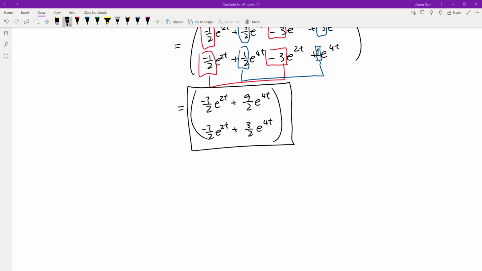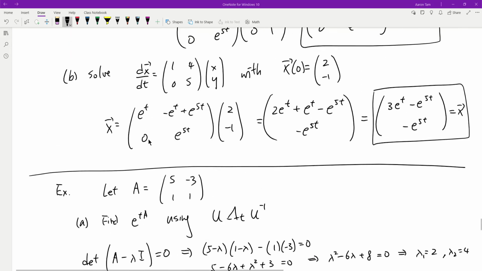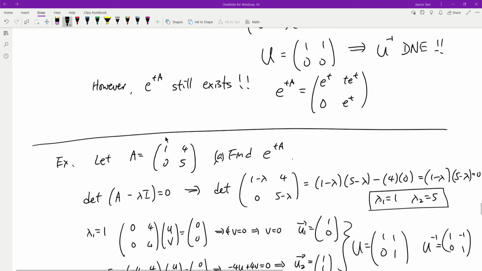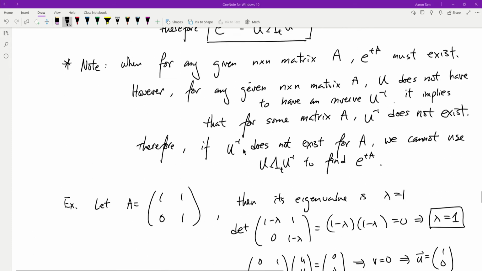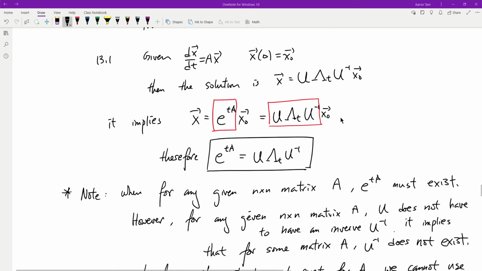Hello everyone. So today we're going to continue on 13.2. In our last video we looked at how to calculate the matrix exponential using eigenvalues and eigenvectors. As it turned out, it was just using one of the formulas that we have already learned from 13.1, which is this formula right here, U e^(Λt) U inverse.